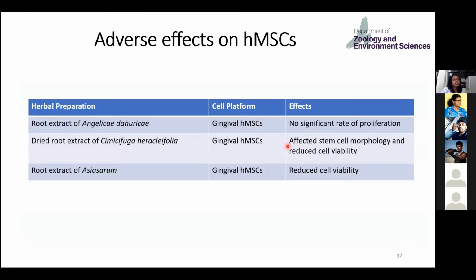Not only the beneficial effects, we have also listed out the adverse effects of these herbal preparations on mesenchymal stem cells. But for cell platforms, all we could find were gingiva derived mesenchymal stem cells, and there were 3 different types of herbal extracts used. The effects were either no significant proliferative rate or a reduced cell viability effect.